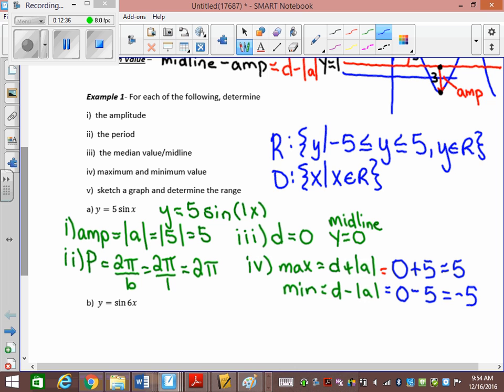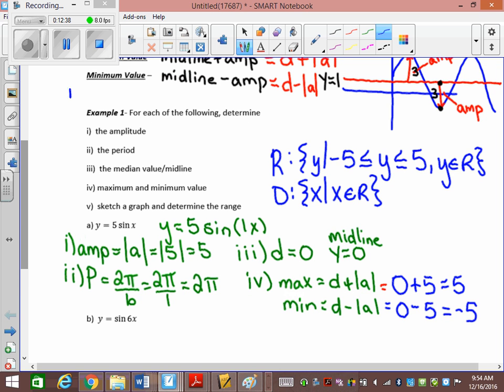Your range, if you want to write this up here, is always y such that the minimum is less than or equal to y is less than or equal to the maximum, y ∈ ℝ. So that's why it's extremely important to be able to find the min and max. The minimum is d minus the absolute value of a, and the maximum is d plus the absolute value of a.